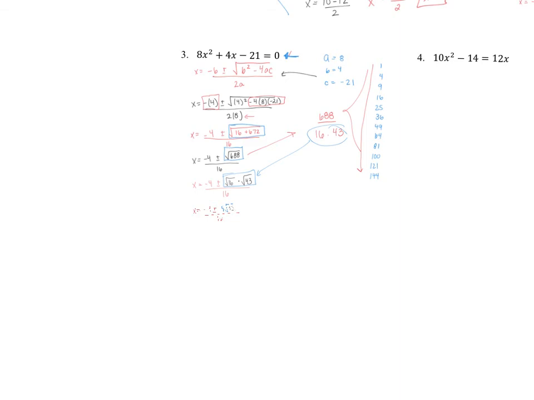Okay? So we want to say this is our end answer, but because we have this plus or minus here, we need to break it into two separate answers. Okay? So my top answer is going to say x equals negative 4 plus 4 square root of 43 all over 16. And my bottom answer is going to say x equals negative 4 minus 4 square root of 43 all over 16. Okay? These can be simplified, and we are going to work on that next time I see you.